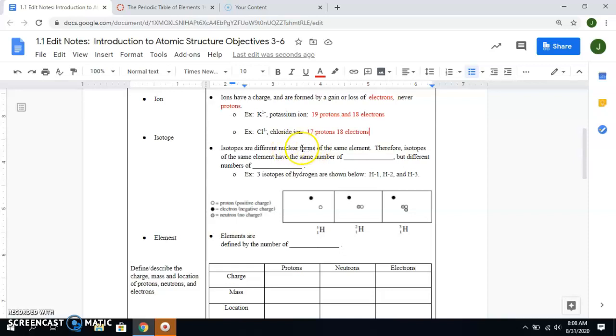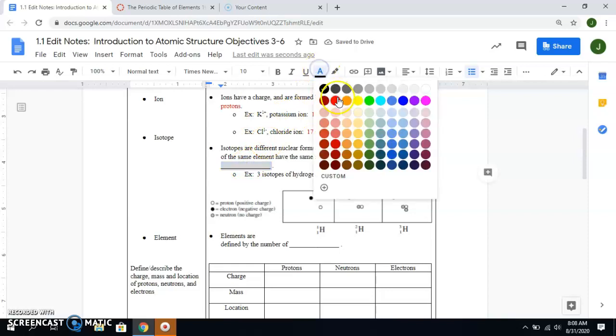So by saying they're different nuclear forms of the same element, what we're saying is different isotopes of the same element are going to have the same number of protons, but different numbers of neutrons. Okay, so the proton number is going to stay the same, but they're going to have different numbers of neutrons.